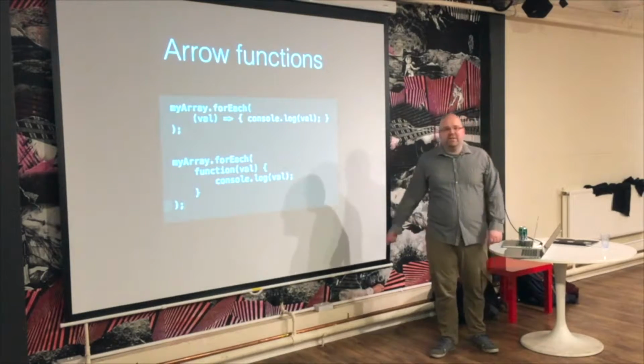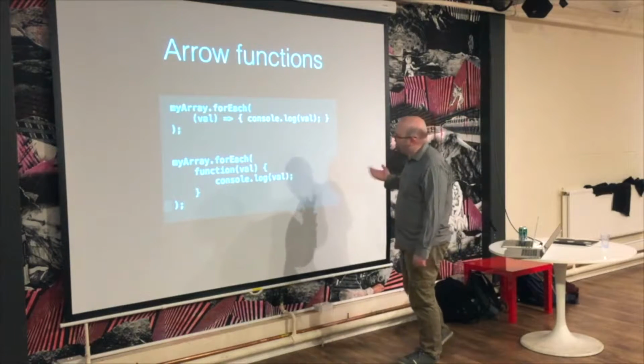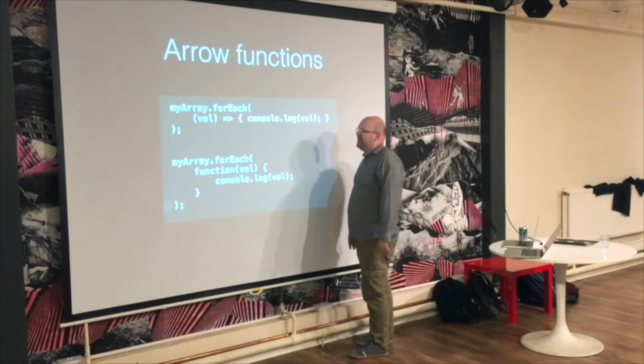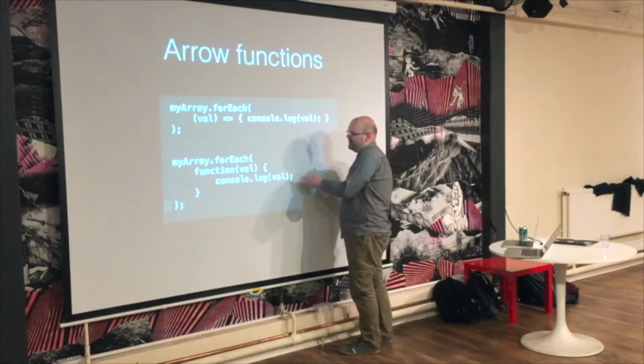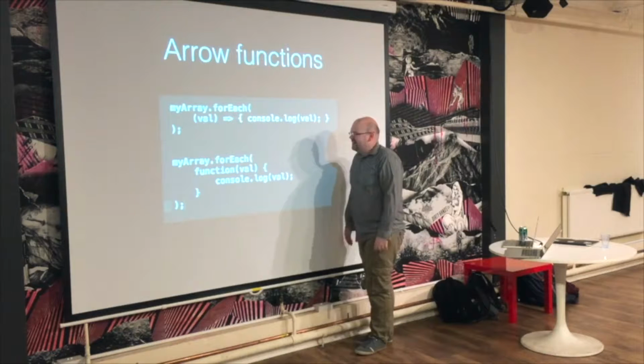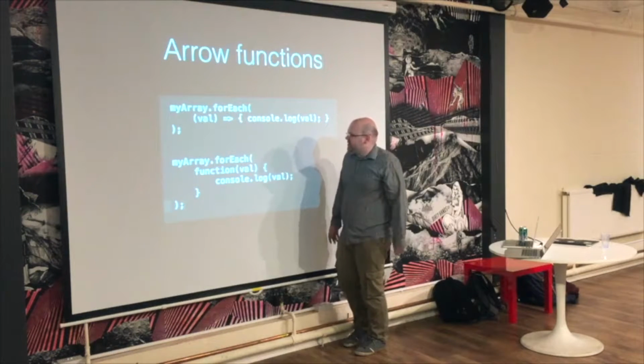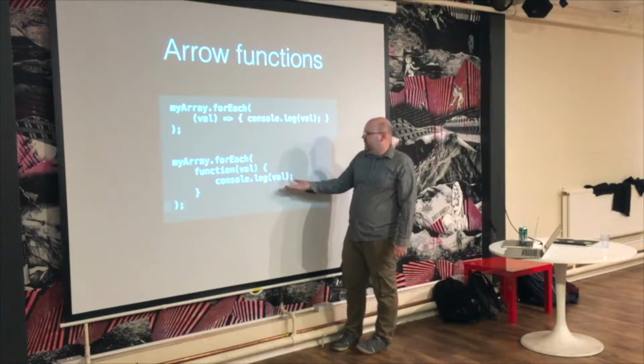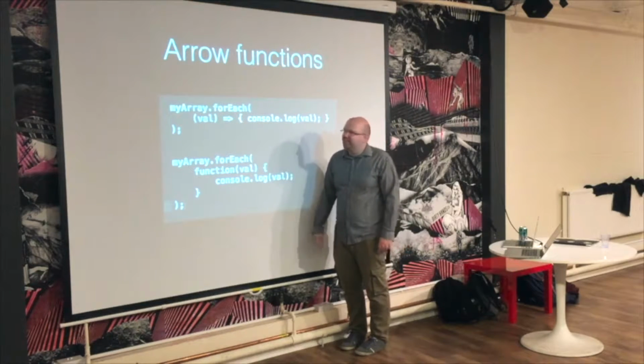Next new feature, arrow functions, which looks really stupid, but is my favourite new feature in ES6. And just for kicks, I've managed to reverse the example, so ES5 is on the bottom here. This is fairly straightforward. It's just iterating through an array, and the forEach takes a function. So this would just log out everything in the array.